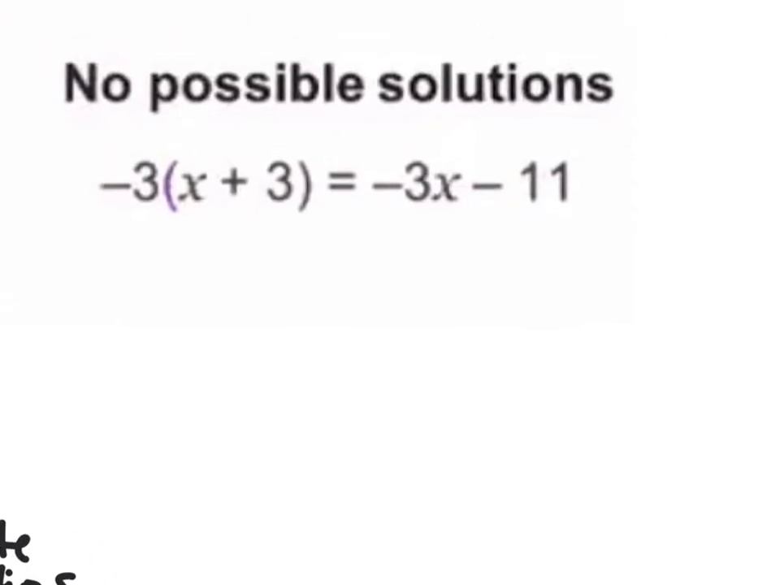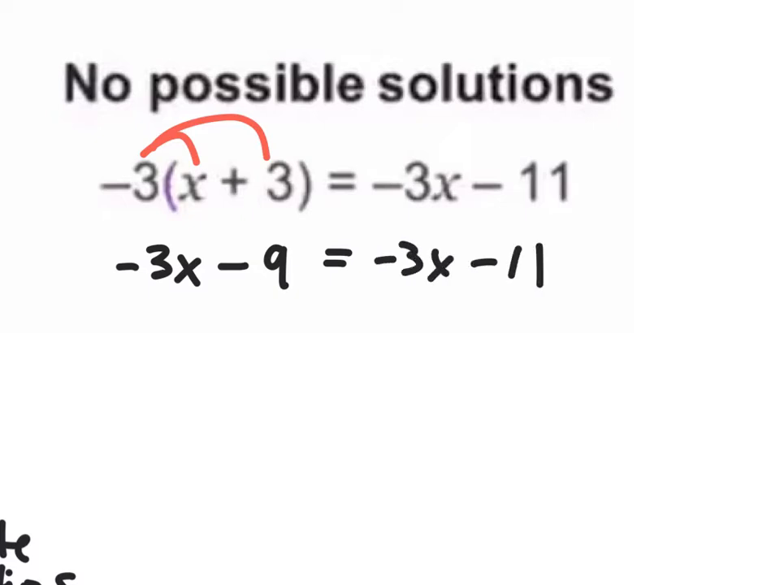Anyway, let's look at an example where it says no possible solutions. What would happen here is I would still distribute my negative 3 inside the parentheses, and this would give me negative 3x minus 9, and then I get negative 3x minus 11. Notice that I have the same term here, negative 3x, as I do on the right side. This is kind of the tip-off.